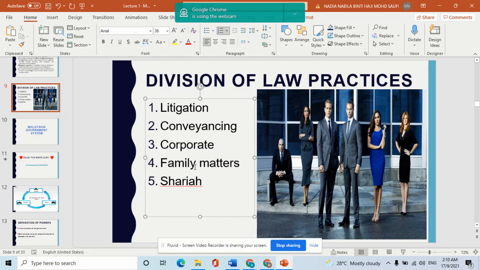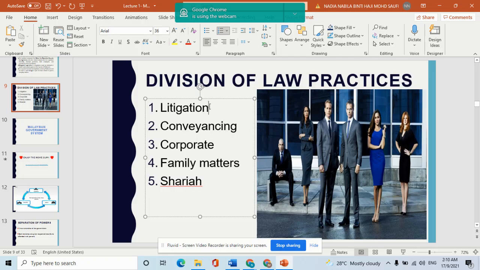Number three is corporate. Number four is family matters. And number five is Sharia. Sharia is under Islamic matters. So litigation, I'm sure most of you have heard of peguam bela, peguam cara. For those Malaysian, peguam bela is actually litigation. Peguam cara is actually conveyancing.